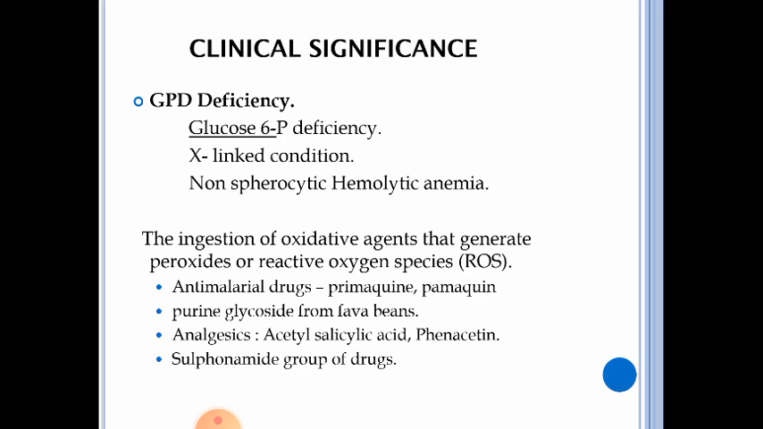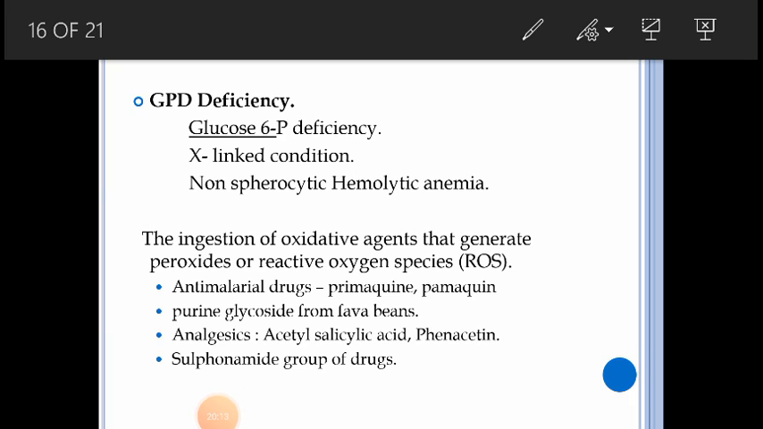First and the main one is G6PD deficiency, glucose-6-phosphate dehydrogenase deficiency. This G6PD deficiency is a very common one, mostly seen during clinical practice, and this is an X-linked recessive trait. The defect is transmitted through an X-linked recessive trait, so it is always X-linked recessive.